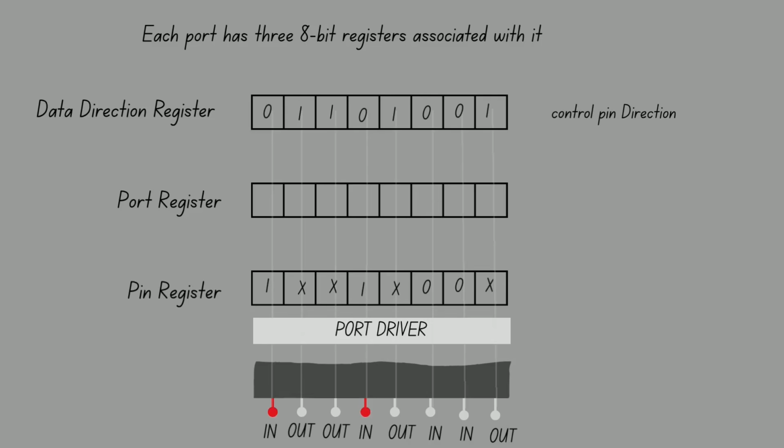The pin register holds the current state of pins that are configured as inputs. In other words, this is where the microcontroller reads incoming signals before processing them. The port register is used when sending data out of the microcontroller. The CPU writes values to this register, and those values appear on pins configured as outputs. It is important to note that the pins within the same port can have different directions. Some can be inputs, while others are outputs.